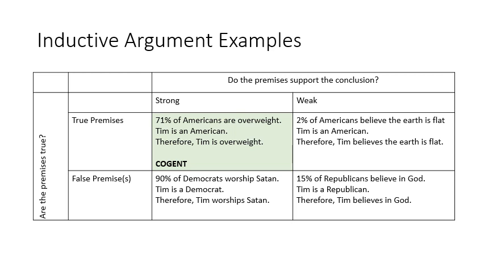All right, bottom row, strong arguments with false premises. Again, it's kind of tricky to say that the argument is strong, but that it has a false premise. So here's a false premise: 90% of Democrats worship Satan. That's not true. Here's another false premise: Tim is a Democrat. And the conclusion is that Tim worships Satan.